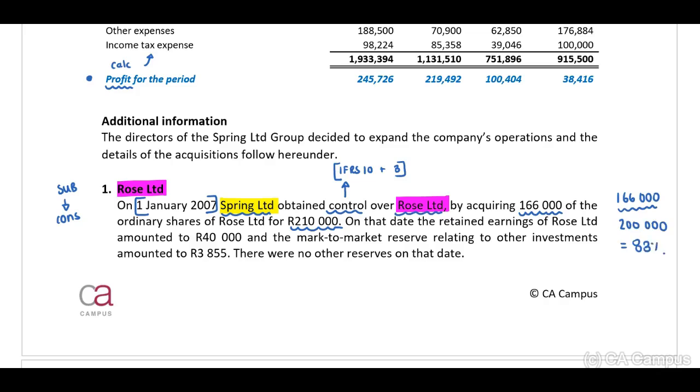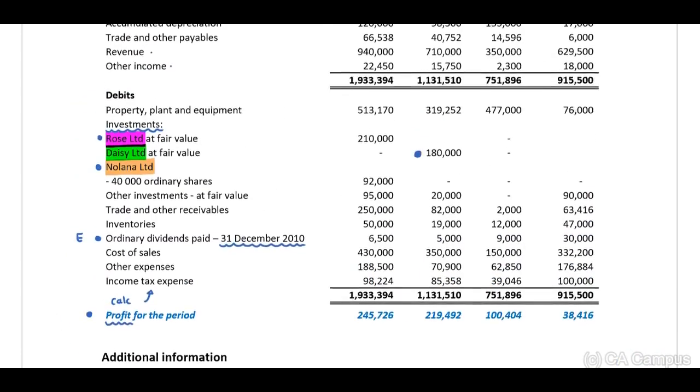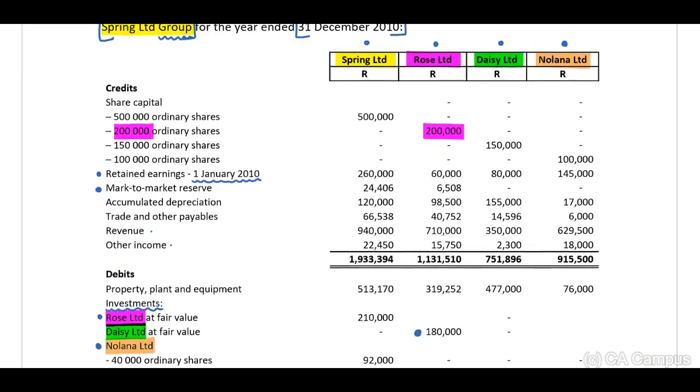83%. And they indicate to us 210,000 Rand. Therefore, guys, when you look at your trial balance again, in the column of Spring, debits, investments, Rose 210. Therefore, guys, this is still included at cost. However, they do indicate to us that at this point in time, this is the fair value.